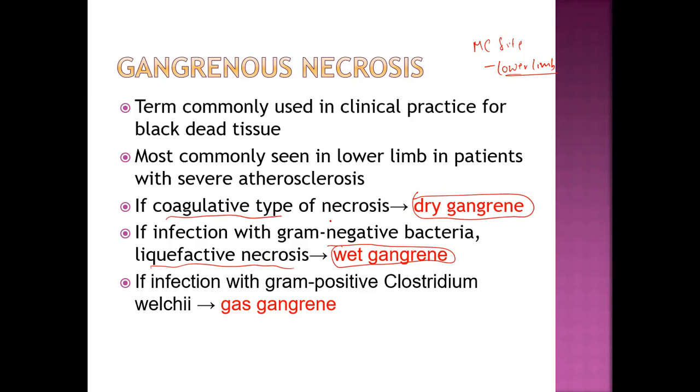Wet gangrene is due to bacterial contamination, toxins or enzyme release. And in dry gangrene, the tissue architecture is preserved. That is the main thing. Infection with gram-positive Clostridium, causing gas gangrene, is another feature of gangrenous necrosis. We can see it in the case of Clostridium infection.